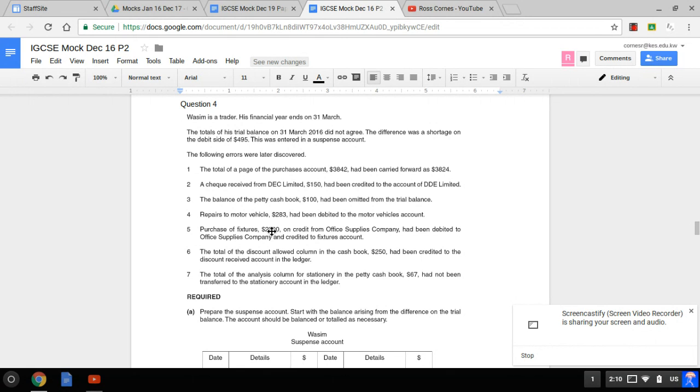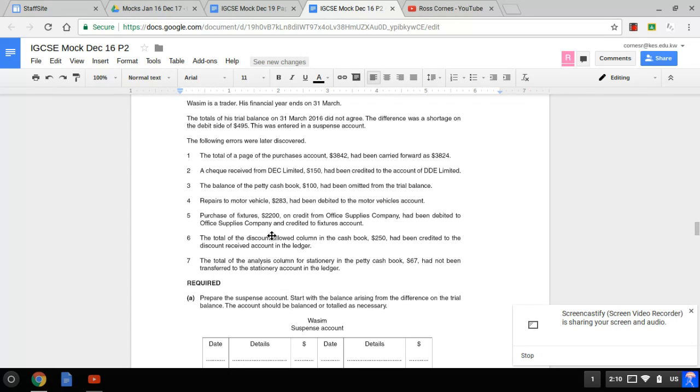Repairs to motor vehicle have been debited to the motor vehicles account. So that one there is straight away an error of principle. It's in the wrong type of account. That's not going to affect it. Purchases of fixtures of 2,200 on credit from office supplies have been debited to the office supplies account and credited to the fixtures account. That one's a complete reversal of entry. So when you correct it, you'd need to double the correction, but it isn't going to affect the suspense account.